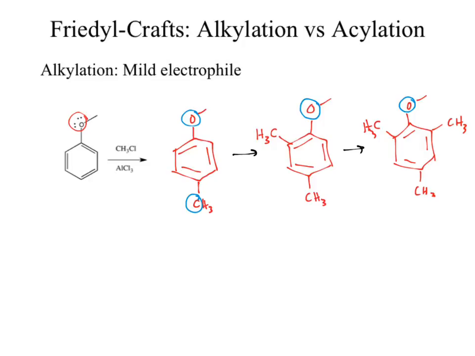The last two positions are meta to the oxygen. They aren't activated. They aren't going to allow for more substitution. The methyl is not going to do enough to overcome the oxygen. Okay. So how could we dodge this? If I want only that first substitution product, how can I ensure that I get just that product?